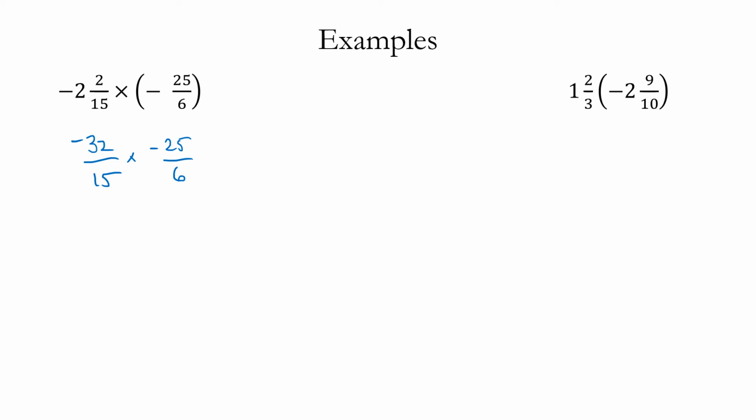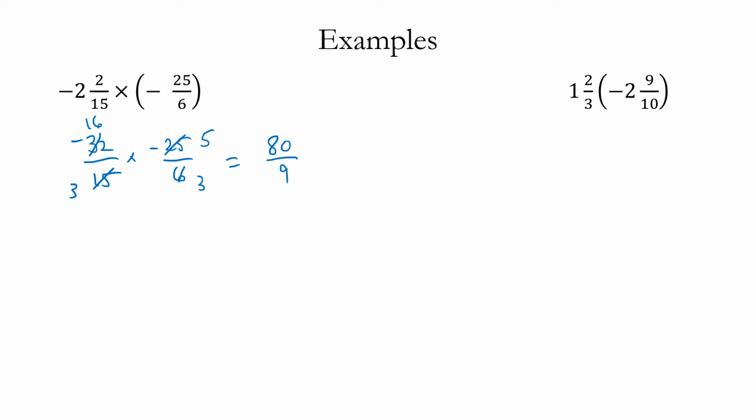Seeing if I can reduce, 25 and 15 both divide by 5, so I get 3, I get 5. 32 and 6 both divide by 2, so I get 16 and 3. So 16 times 5 is 80, and that's a negative times a negative, which is a positive, so 80. And 3 times 3 is 9.